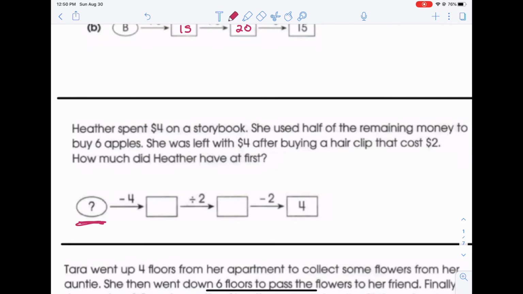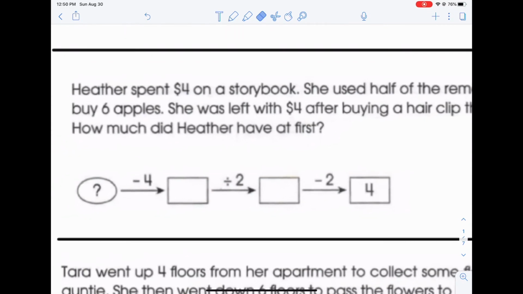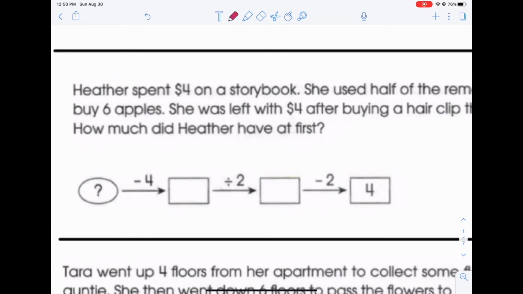She spent $2, so we minus 2. And we already know what to do, right? The hardest part was just setting it up, so we do the reverse, right? So minus 2 plus 2, divided by 2 times 2, minus 4 plus 4.